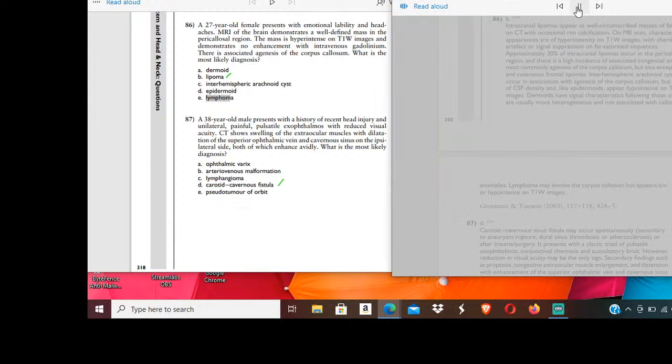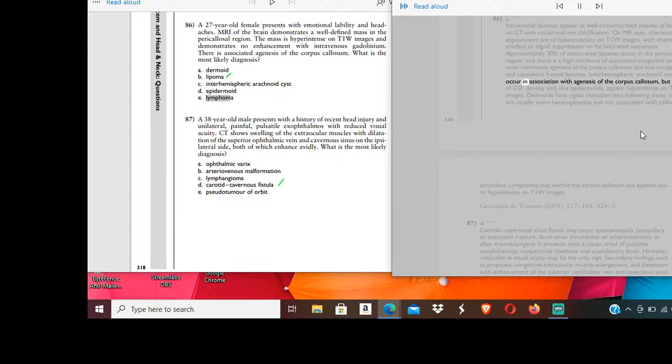86 B. Intracranial lipomas appear as well-circumscribed masses of fat density on CT with occasional rim calcification. On MR scan, characteristic appearances are of hyperintensity on T1W images, with chemical shift artifact or signal suppression on fat-saturated sequences. Approximately 30% of intracranial lipomas occur in the pericallosal region, and there is a high incidence of associated congenital anomalies, most commonly agenesis of the corpus callosum, but also encephalocele and cutaneous frontal lipomas.